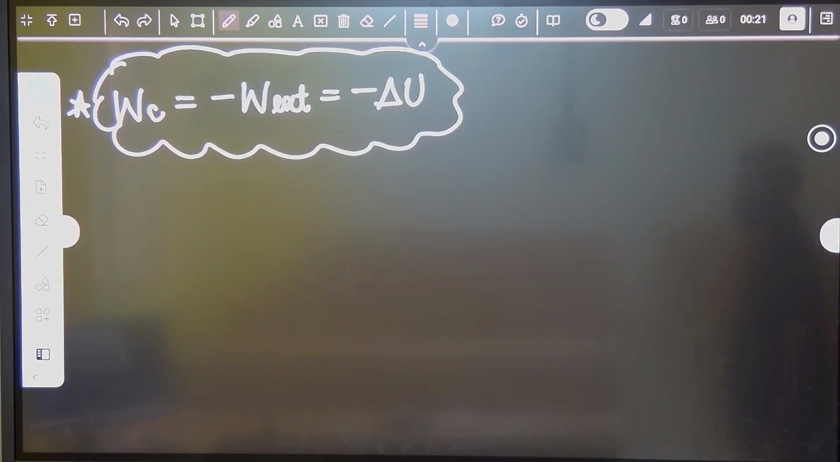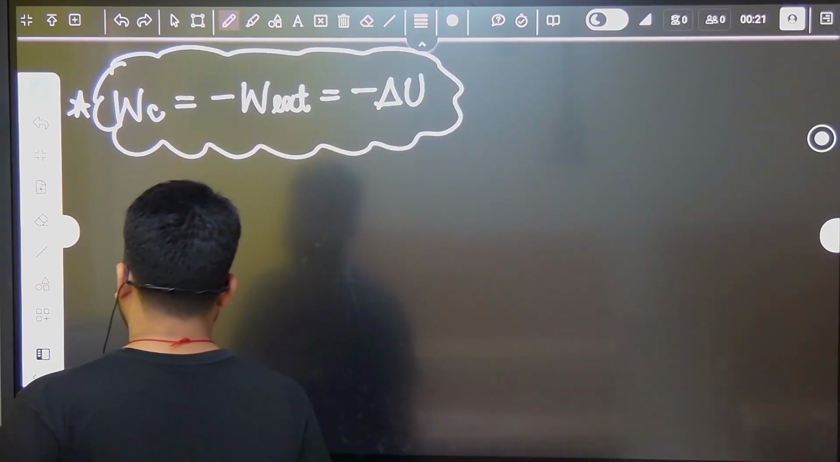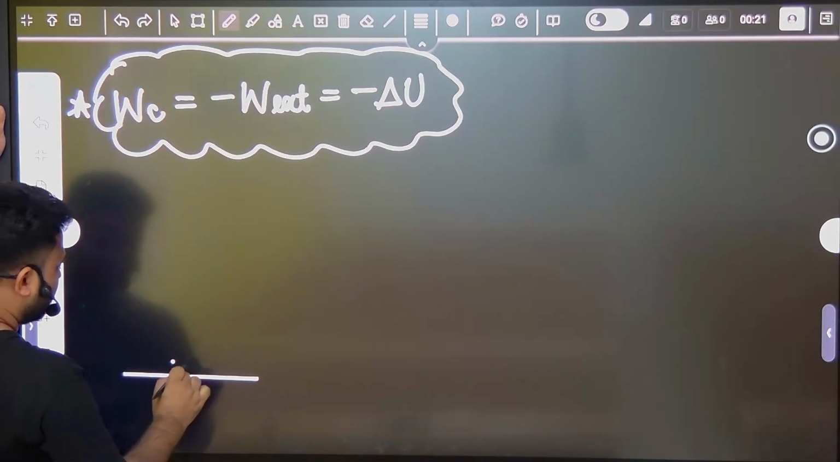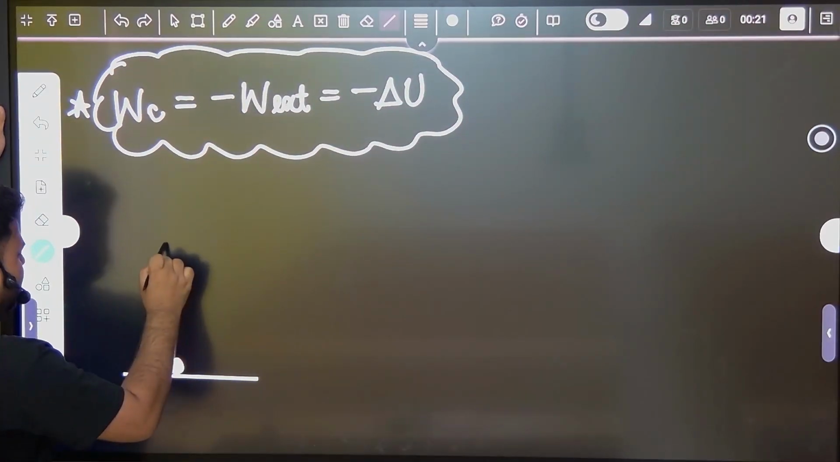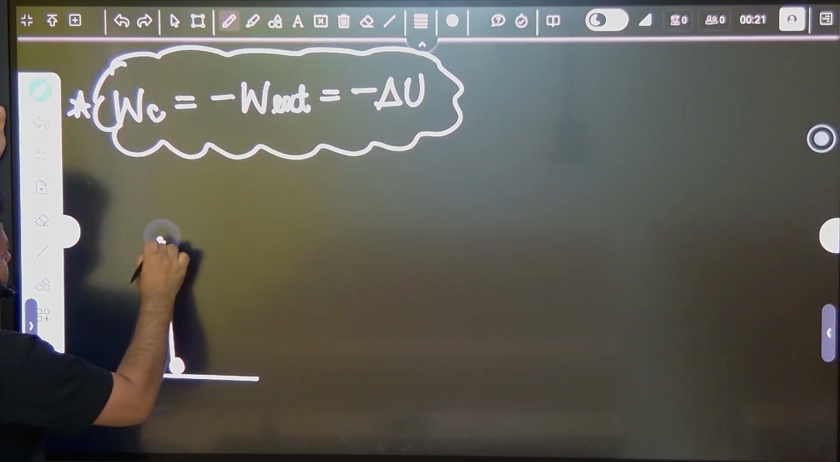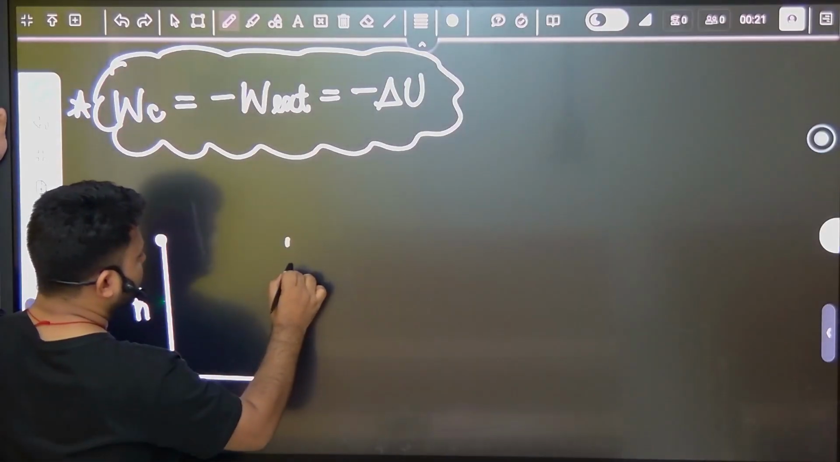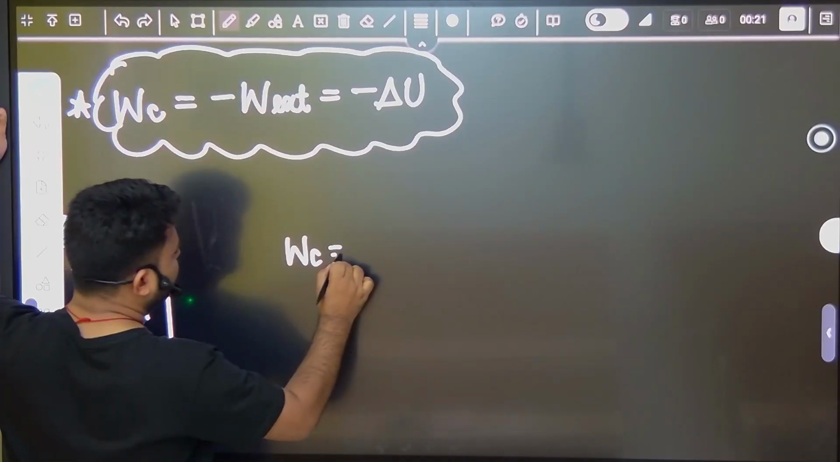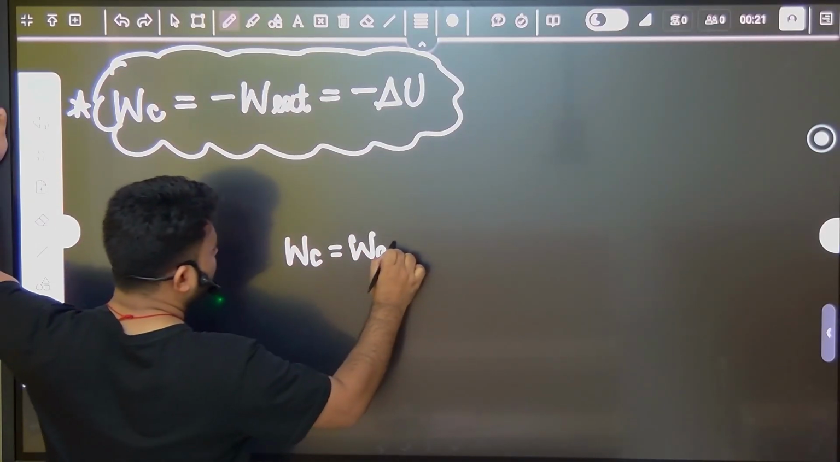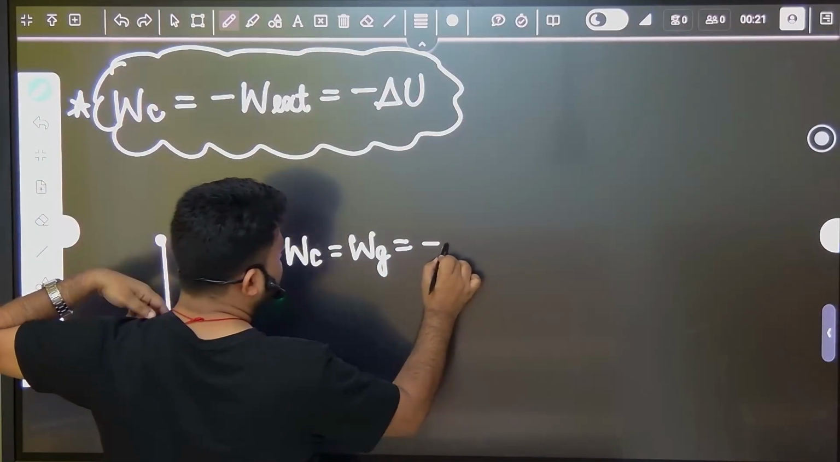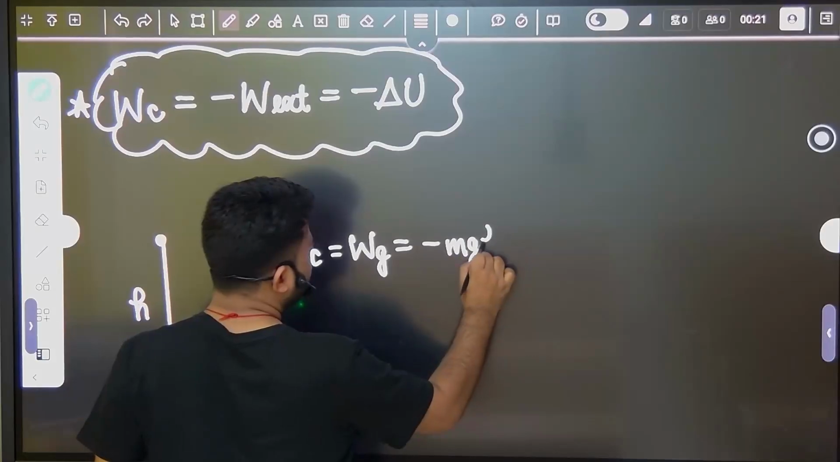Okay. So see, for example, suppose there was a ball and you projected it upwards to a height h. Conservative force, gravity, work done by gravity. So gravity is acting downward, displacement is upward. So we can write minus mgh.